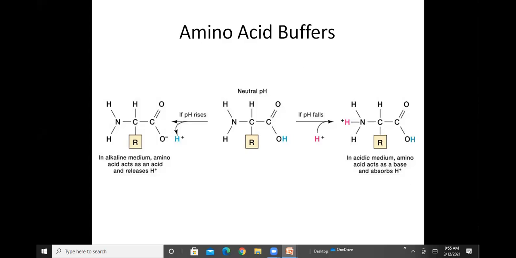So in alkaline medium, the amino acid acts as an acid and releases its hydrogen or the protons from the carboxyl terminal, while on the other hand, if the pH falls, the amino acid will act as a base using its amino terminal to absorb proton.